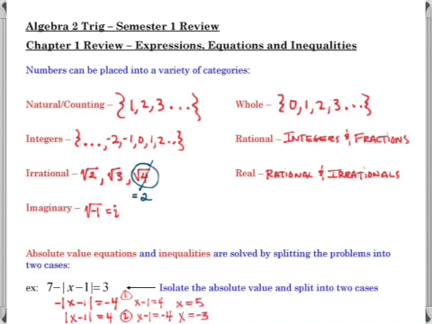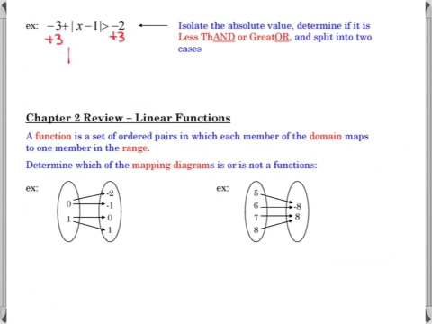So I'll plug those back in there. 5 minus 1 is 4, absolute value of 4 is 4, 7 minus 4 is 3, that one works. The next one, negative 3 minus 1 is negative 4, absolute value is positive 4, 7 minus 4 is 3. So they both work.